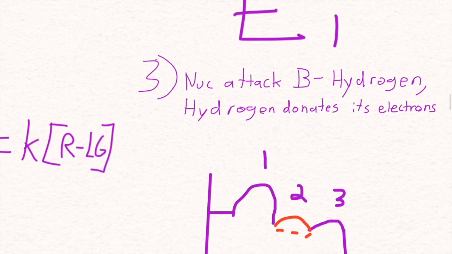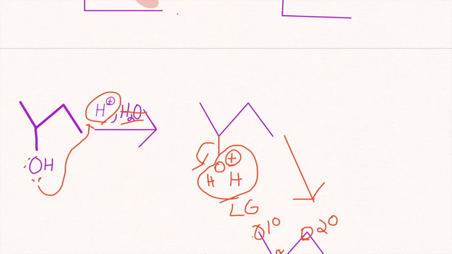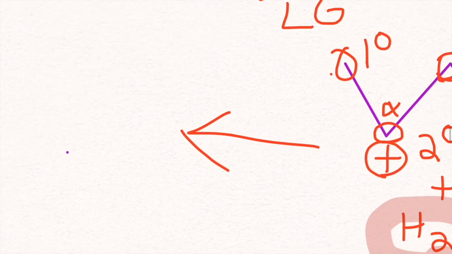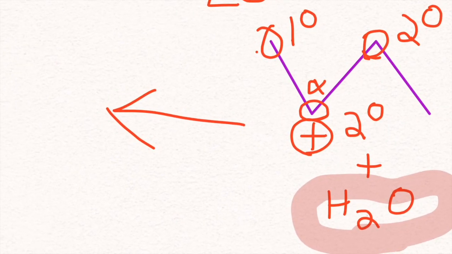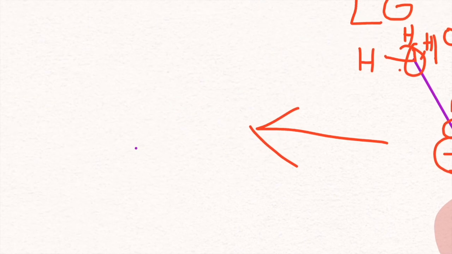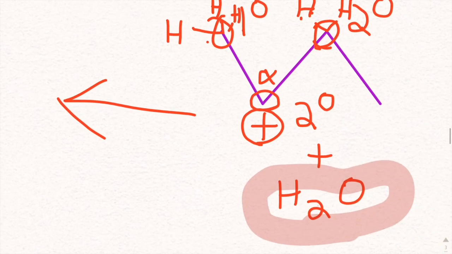But on to stage 3: nucleophile attacks a beta hydrogen, and the hydrogen then donates its electrons. Okay, so water now can attack either one of these beta hydrogens. So we can attack this hydrogen here, or these hydrogens here. So a couple of factors onto which one it'll attack. You can technically do either. You'll definitely get a mix of both. So let's draw out that mechanism.